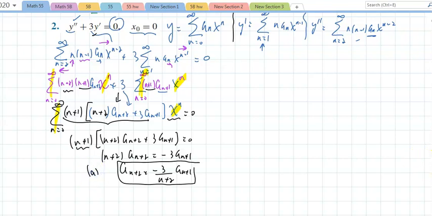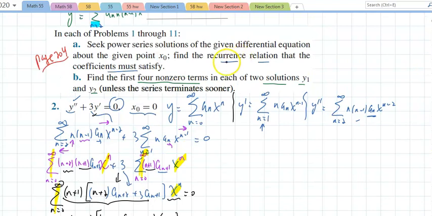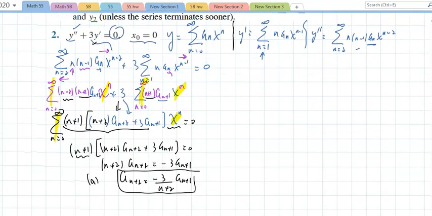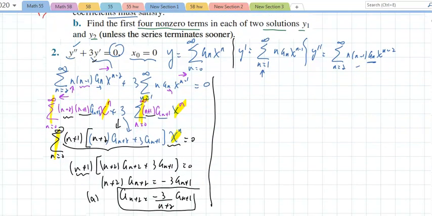Right? So in part A they say find the recurrence relation, basically the recursive formula. That's A. Part B, it says find the first 4 terms. Part B, well, let's see. If I start with my very first evaluation, if I let n equal 0, this says a sub 2 equals negative 3. So I put a 0 there, a 0 there, and a 0 there. Negative 3, a sub 1 over 2.